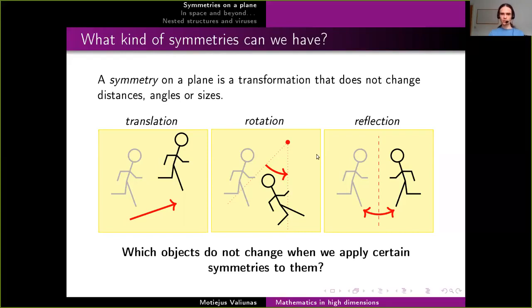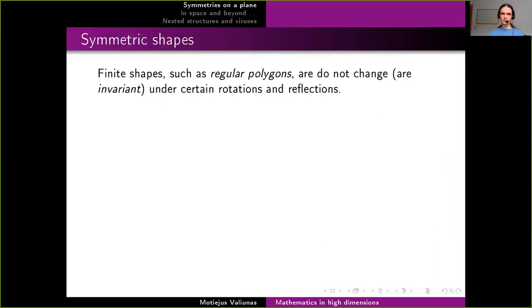Let's start with symmetries of the second two types, which are rotations and reflections. There are finite objects which do not change when we apply rotations and reflections. What's an example of such a thing? We have very symmetric finite shapes, which are invariant under reflections or rotations. The simplest example is a regular polygon. We can have a triangle or a square or something like that.